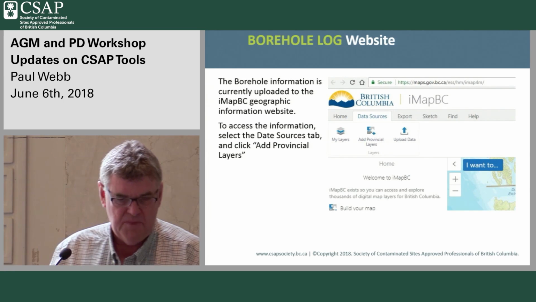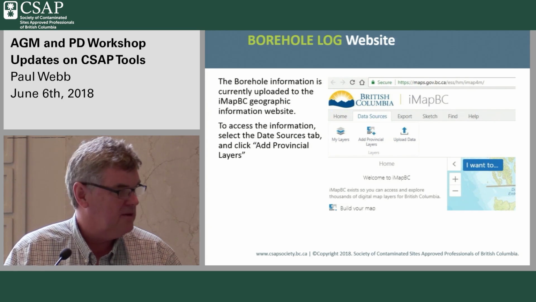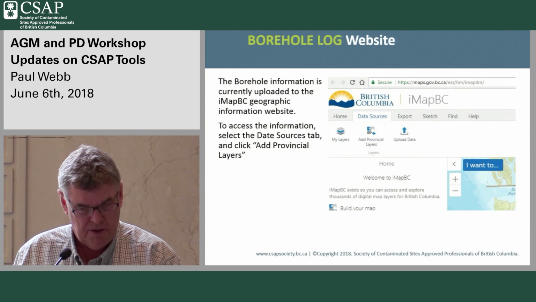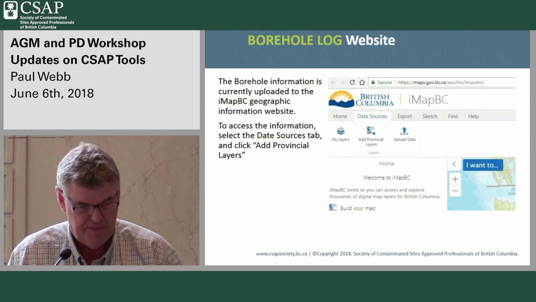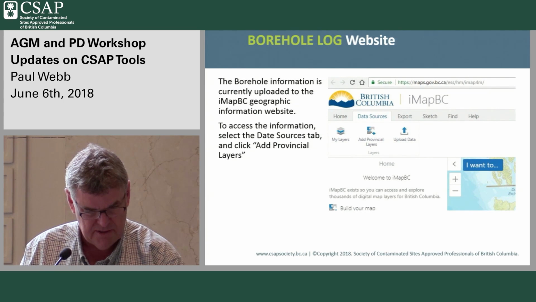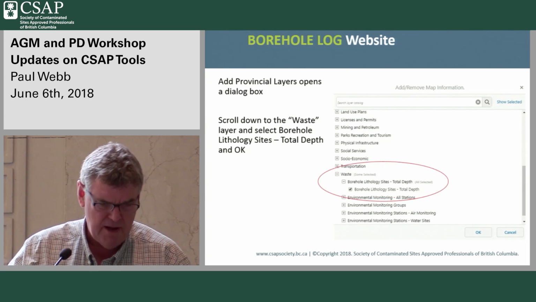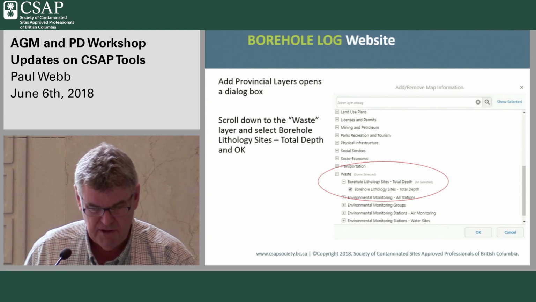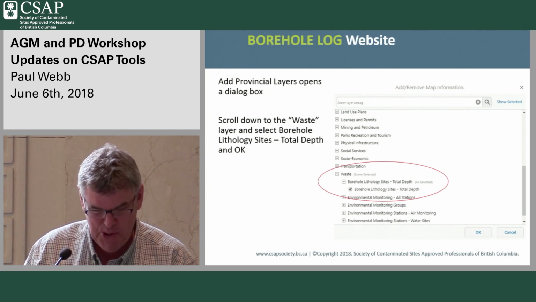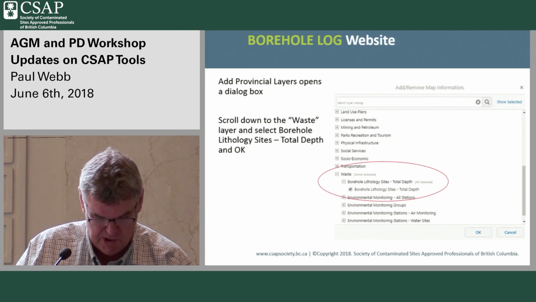That information is put into their database and it's uploaded to the iMapBC Geographic Information website. When you go to that, you open up iMap and go to the Data Sources tab and then Add Provincial Layers. That opens up a dialog box and you scroll down to the bottom and the information is found under Waste. Who knows why, but that's where it is. So that's why I'm pointing it out.